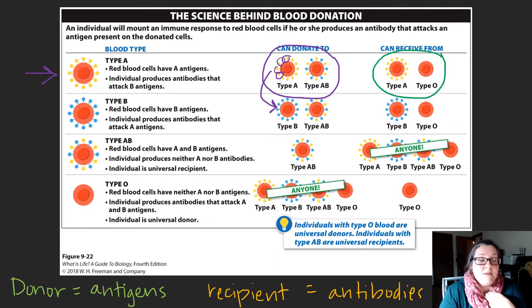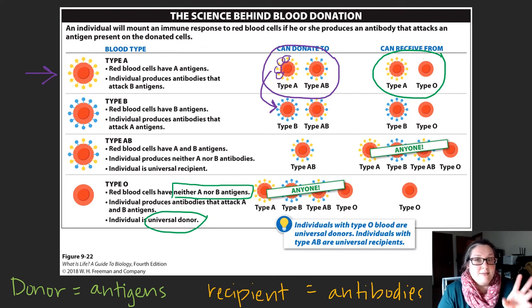If I'm going to receive some blood, I want them to either have A antigens or no antigens on the surface so that my body does not attack it. Okay, it's a little confusing, but just remember this. Type O blood is what we call the universal donor because it has no surface antigens, neither A nor B antigens. So nobody's immune system can attack it. That's great. It's the universal donor.